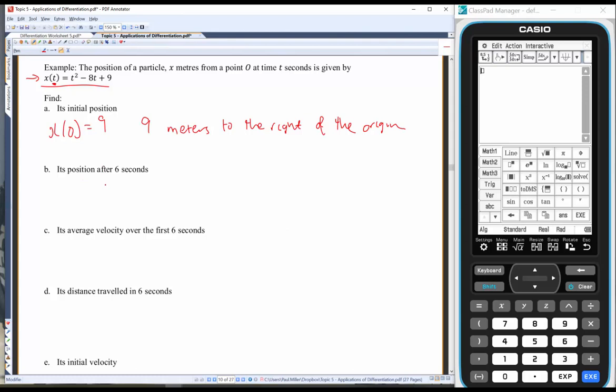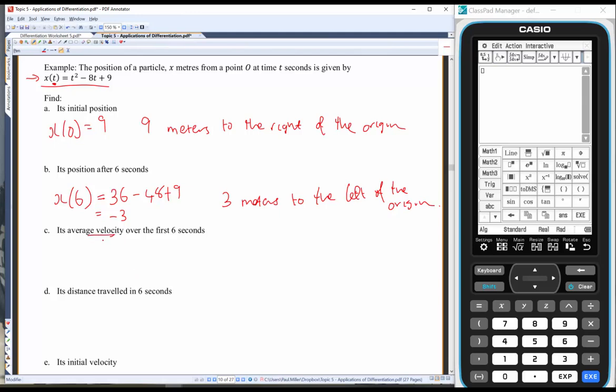Okay, it's position after 6 seconds. Okay, so we're going to say to the position formula, can you give us the position of the particle after 6 seconds? So that's going to be 36, take away 6 eights are 48 plus 9. That's going to be 12, negative 12 plus 9 is negative 3. So it's going to be 3 meters to the left of the origin.